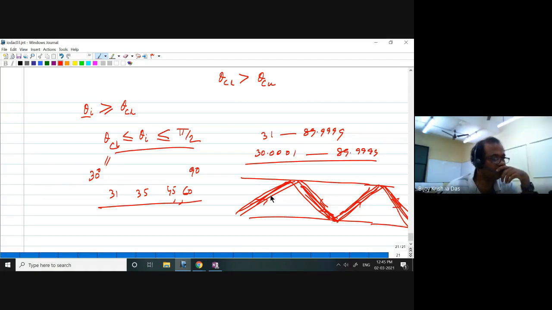What will happen? Normally, if someone asks you how an optical waveguide works, what is the working principle, you say that the core refractive index is higher, the cladding refractive index is lower, and at the interface there will be total internal reflection, that's why light guides. That is actually partially correct. Total internal reflection is the first condition, but you need one more condition for guidance. What is that?